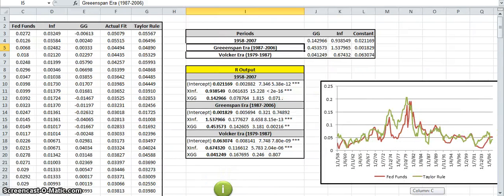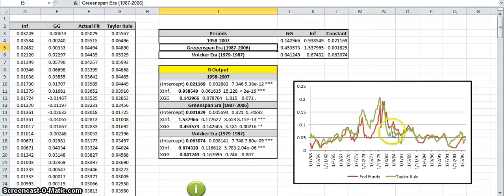So it shows that Greenspan kept monetary policy very tight, and you can see from the graph as well that during his tenure, the divergence is fairly small, apart from maybe two divergences.